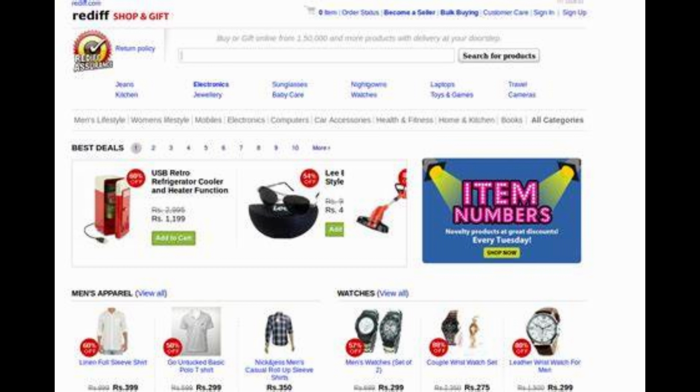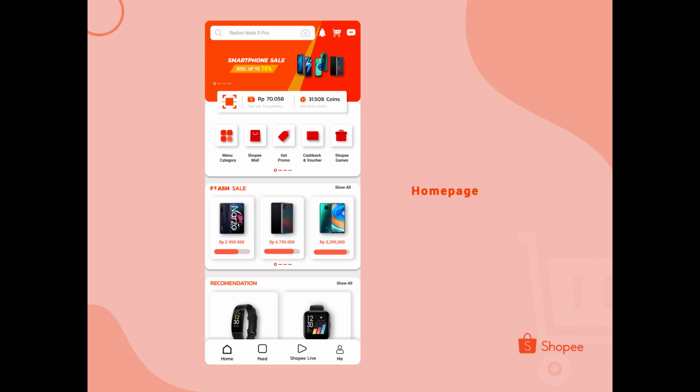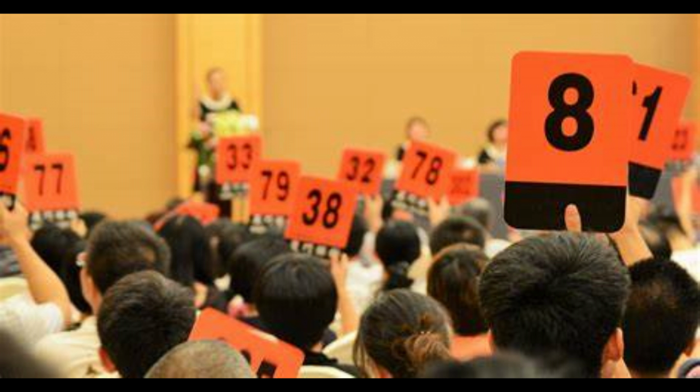Second is non-physical markets or virtual markets. In such markets, buyers purchase goods and services through the internet. In such a market, the buyers and sellers do not meet or interact physically. Instead, the transaction is done through the internet. Examples are Rediff Shopping, eBay, Shopee, Lazada, and etc.